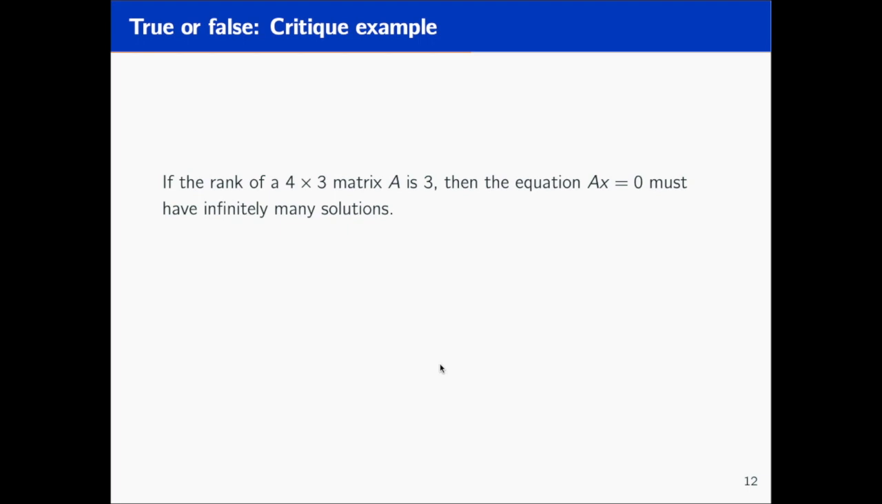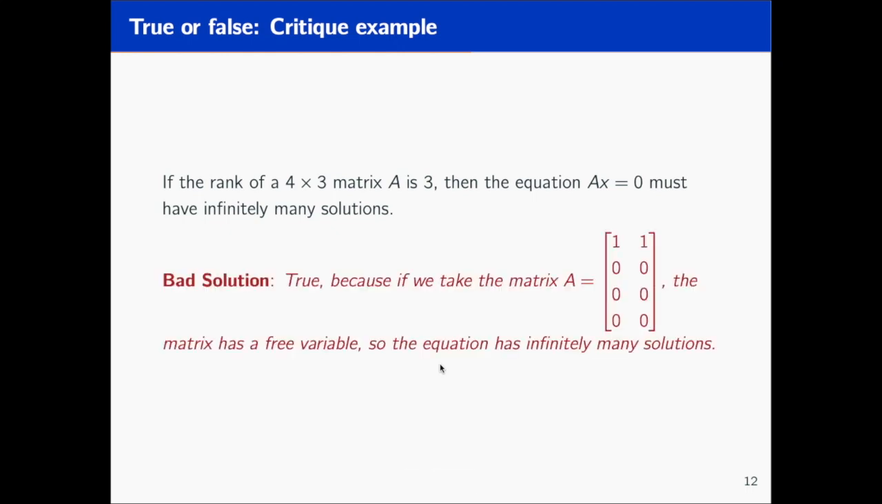The statement says, if the rank of a 4x3 matrix A is 3, then the equation AX equals 0 must have infinitely many solutions. Under bad solution, it says true, because if we take the matrix A, 1, 1, 0, 0, 0, 0, 0, 0, the matrix has a free variable, so the equation has infinitely many solutions.